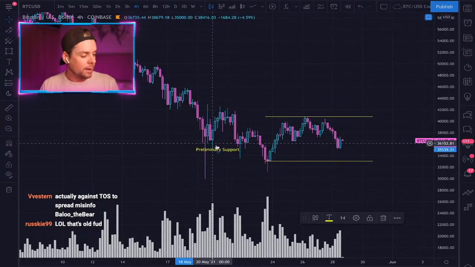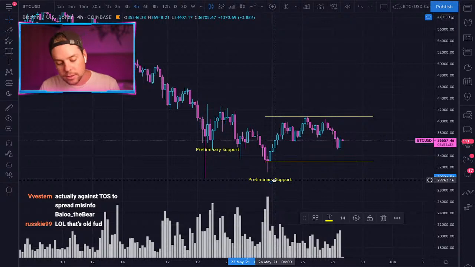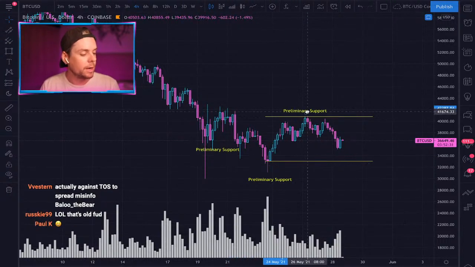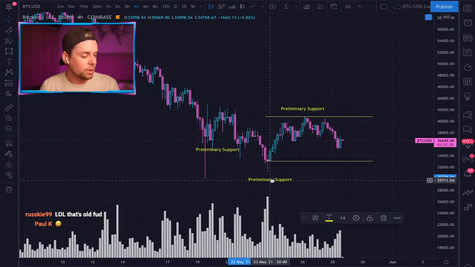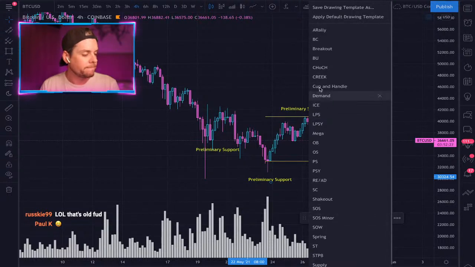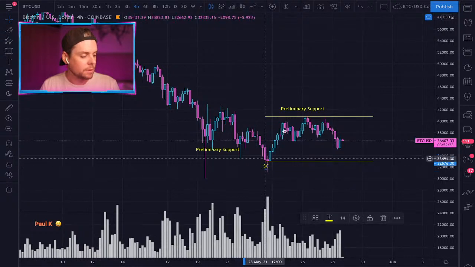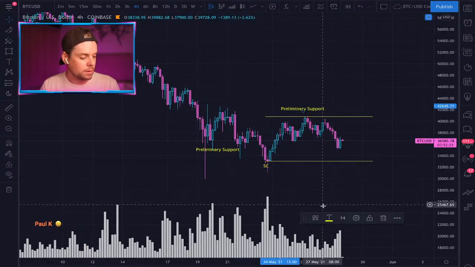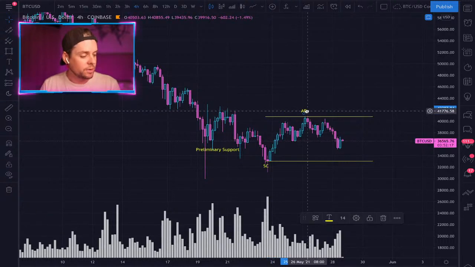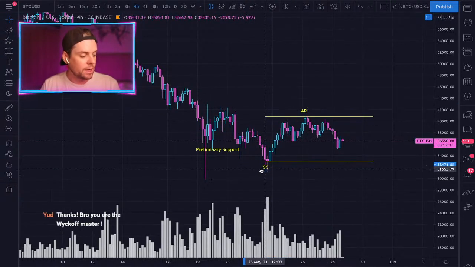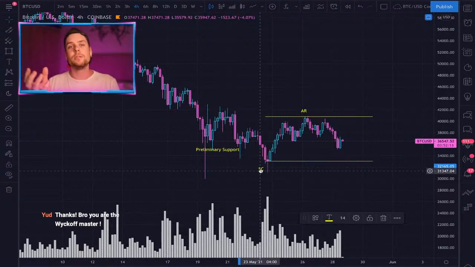So preliminary support, let's get a few labels. We'll change that to a seller's climax and an automatic rally. We don't have a lot to go off right now. Okay, so seller's climax. And the automatic rally. So this is where we are right now.